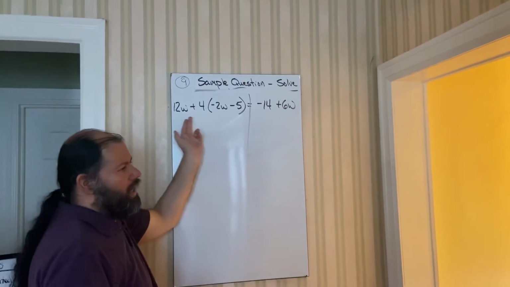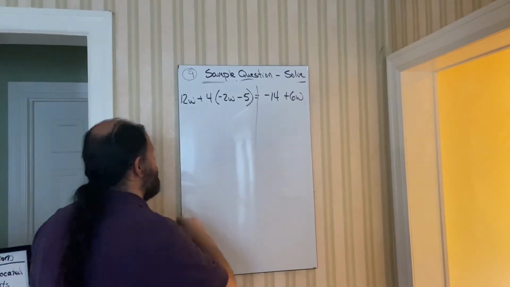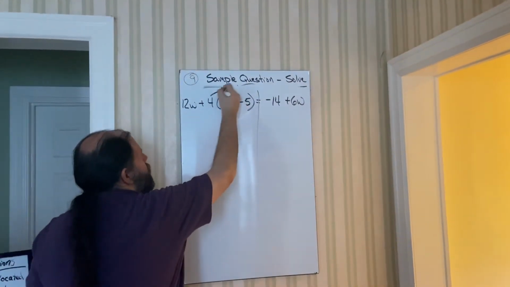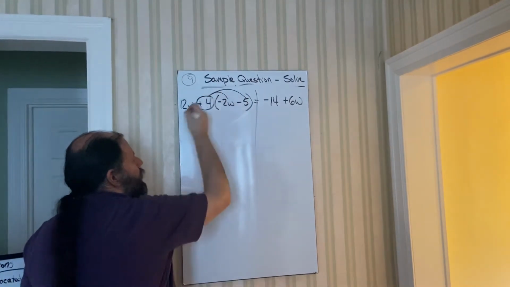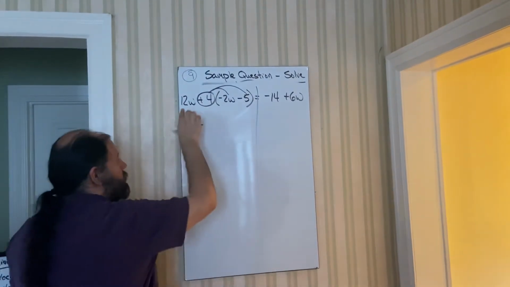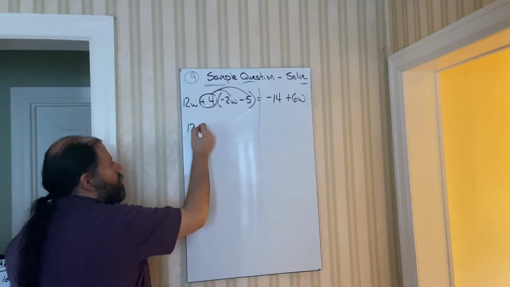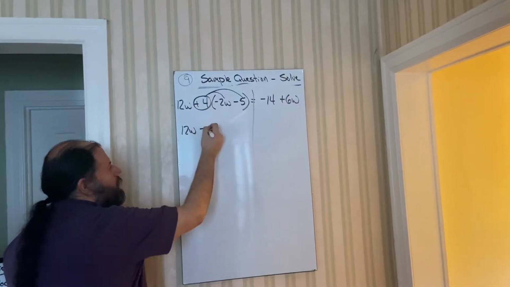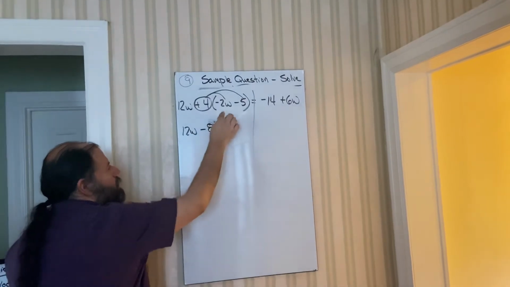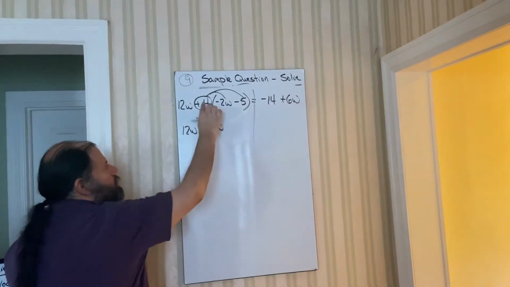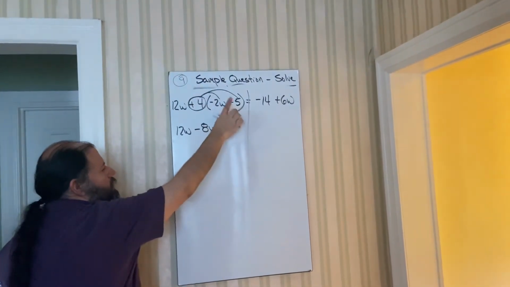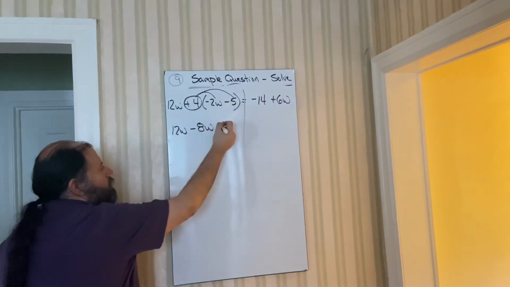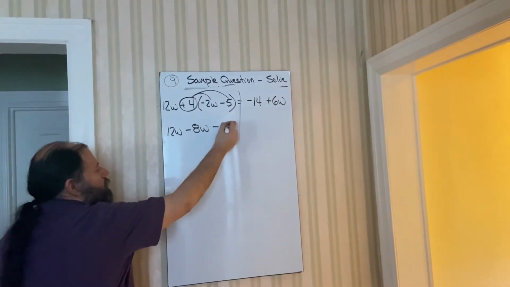Do not try to combine anything, always distribute to get rid of parentheses first. When you distribute, it's the number and the sign that's in front of the parentheses. So bring this down, and then a positive 4 times negative 2 is going to be a negative 8. Bring down the W. And then distribute this positive 4 with the negative 5. Positive times negative is going to be a negative 20.